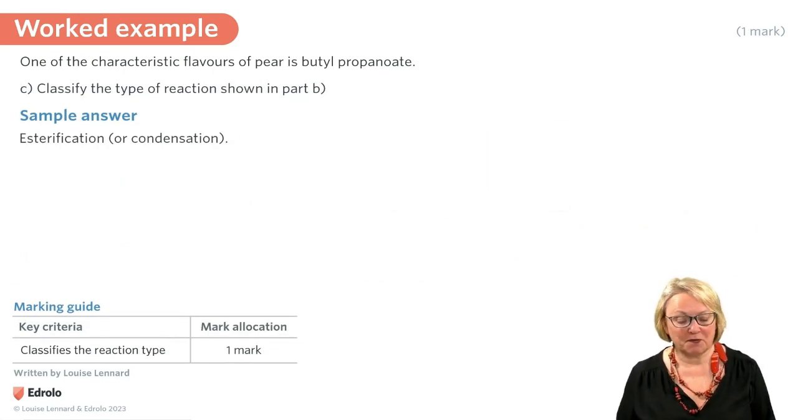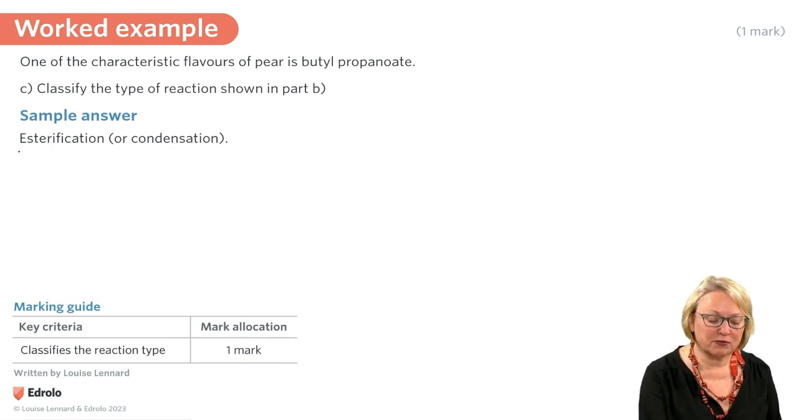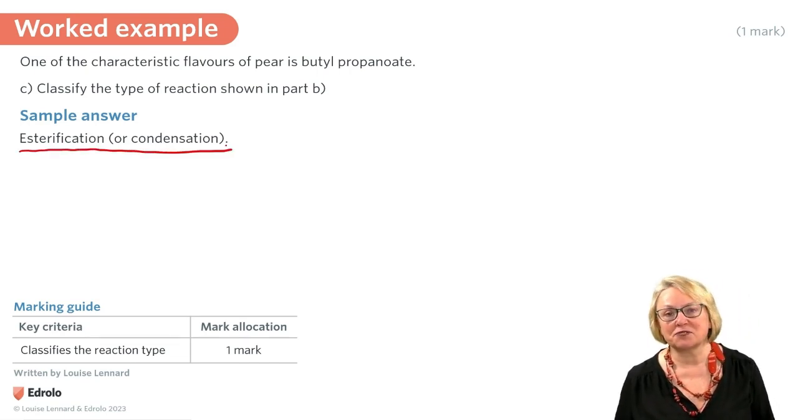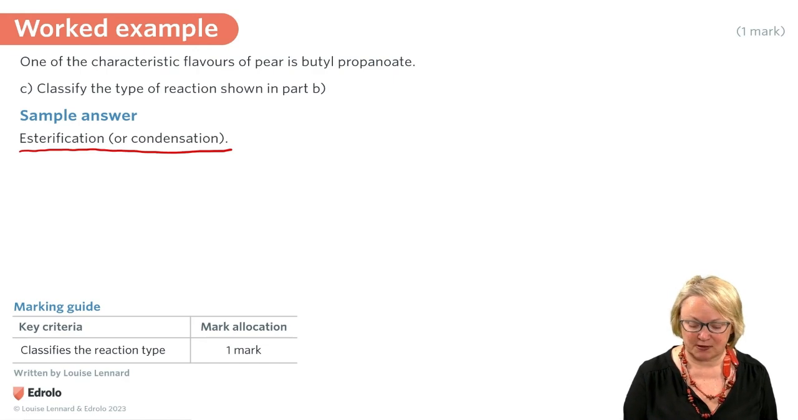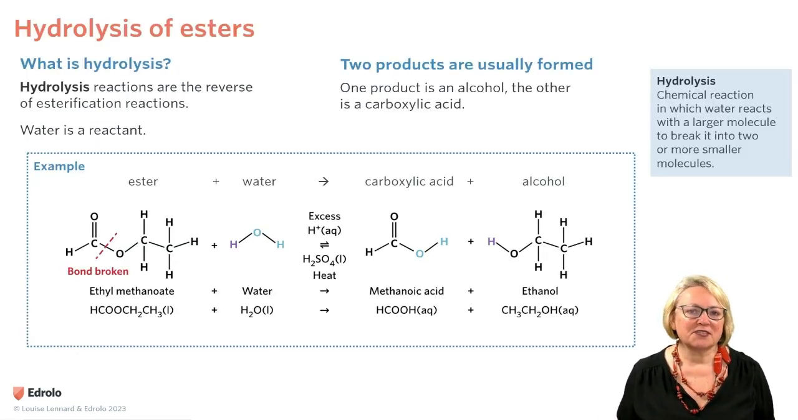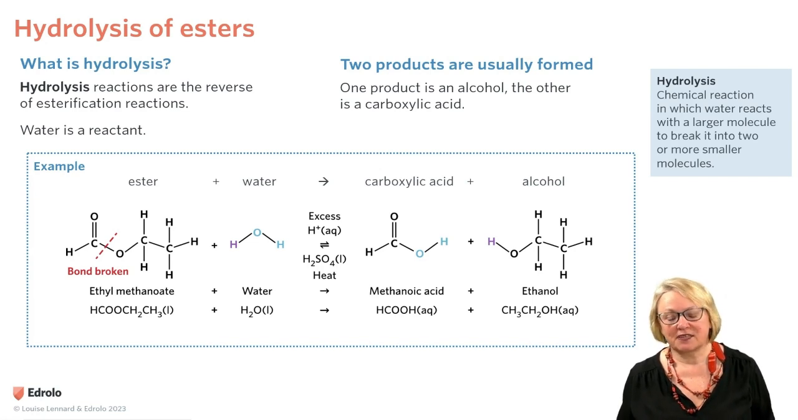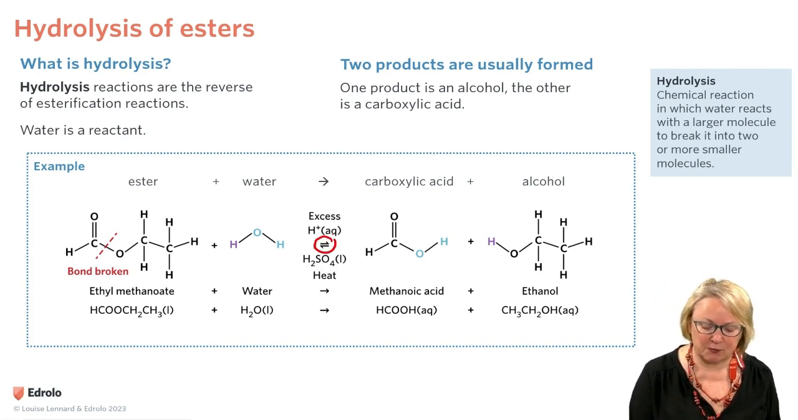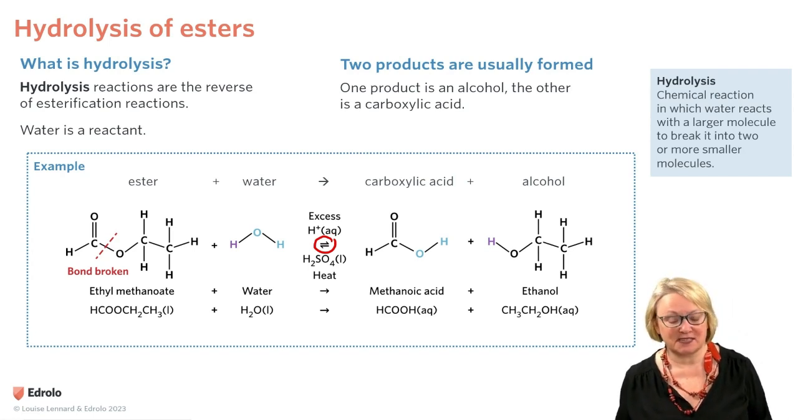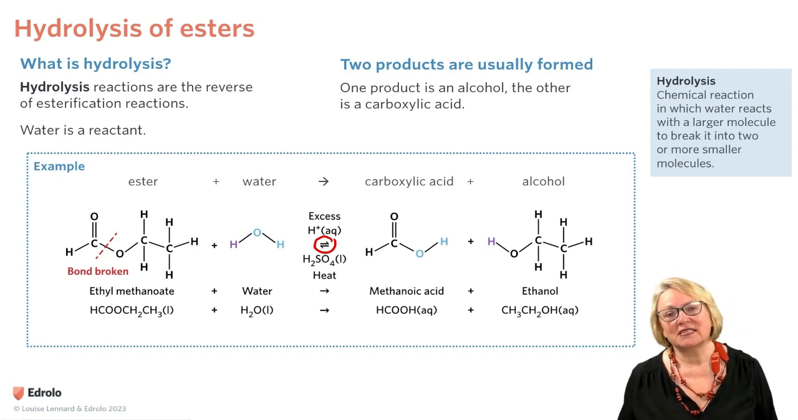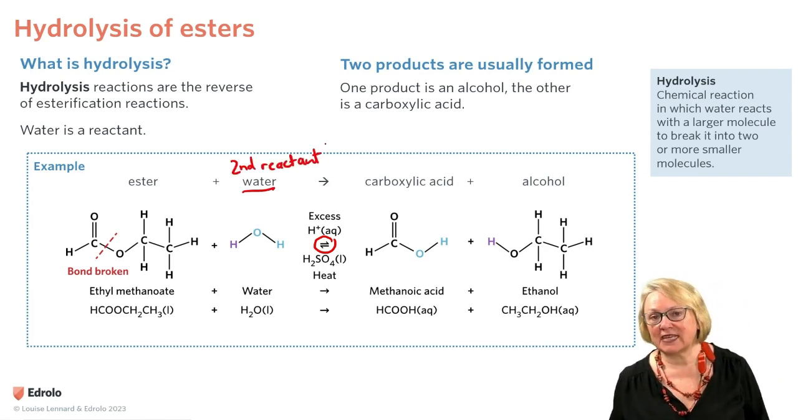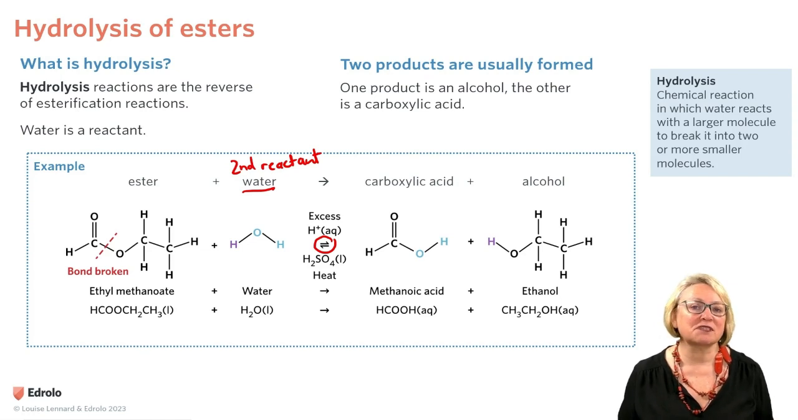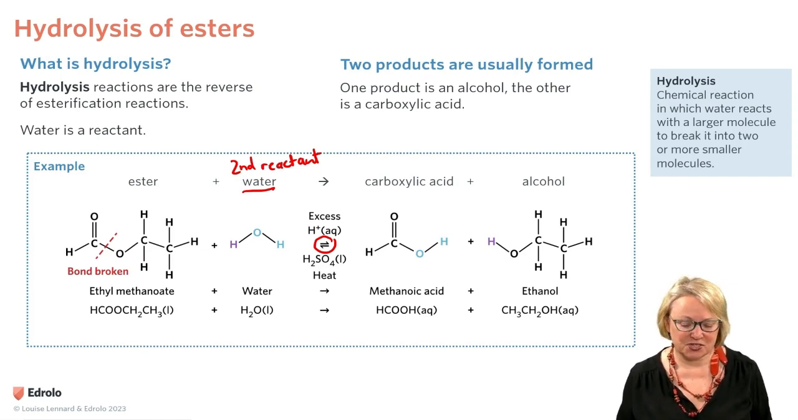Okay, classify the type of reaction shown in part B. It's called esterification, but condensation is also acceptable because it can be either of those. So that's the type of reaction, which is 1 mark. Condensation and hydrolysis of esters are reverse reactions. And we've already seen that we can have equilibrium arrows when we made our ester. So it makes sense that we could start off with an ester and react it with water, so the second reactant, to produce a carboxylic acid and an alcohol, which is the reverse of our esterification condensation equation.